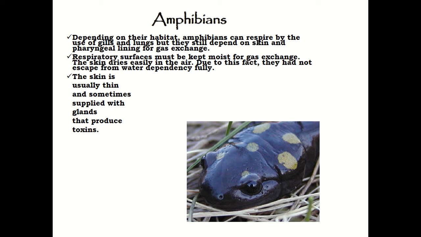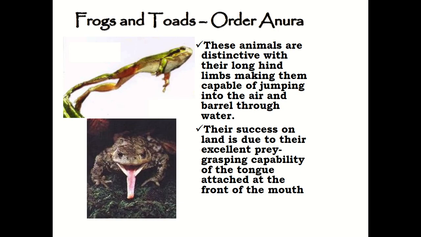Okay, so the skin of amphibians is usually thin and sometimes supplied with glands that provide toxin. So let's look at the orders under the amphibians, in which we will discuss the order Anura, order Apoda, and also order Urodela. But first, we're going to look at the order Anura under amphibians.